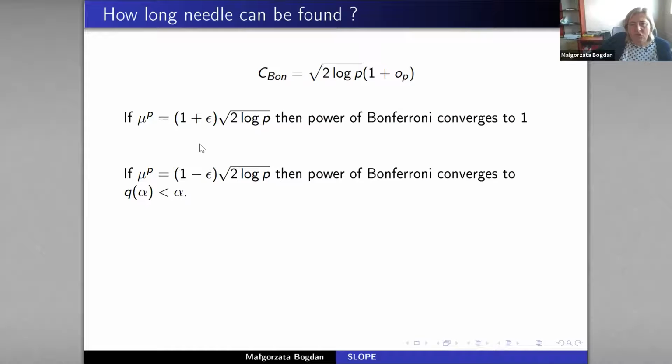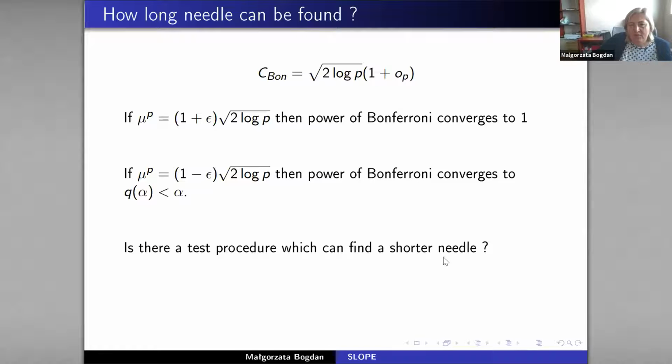And it's very easy to show that the Bonferroni test is going to identify that there is a signal in your data if the needle is slightly larger than the square root of 2 log p, and it is not going to identify the signal at all if your needle is slightly shorter than the square root of 2 log p. And now the question is, can we do better? Is there a procedure which can find a shorter needle?